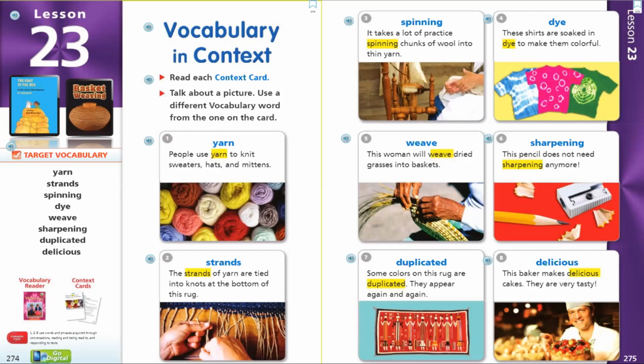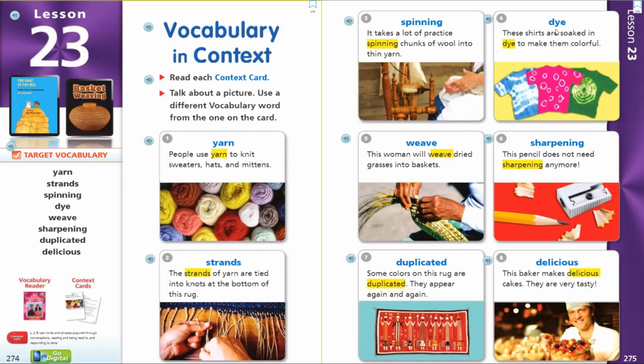The third vocab word is spinning. It takes a lot of practice spinning chunks of wool into thin yarn. What does spinning mean? I also think of a bicycle. The wheels on a bicycle are spinning when you ride quickly down a hill. Think of what the meaning of spinning may be.